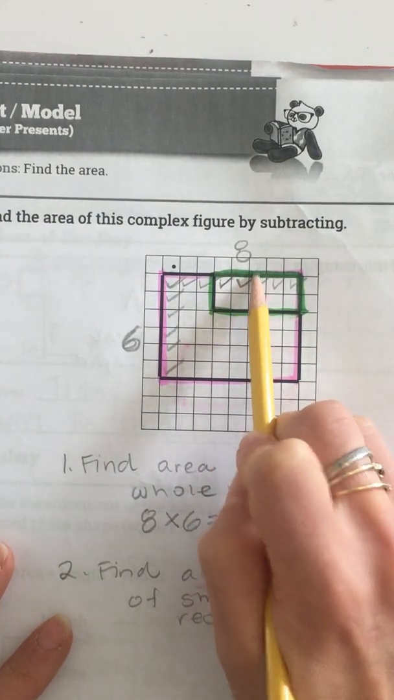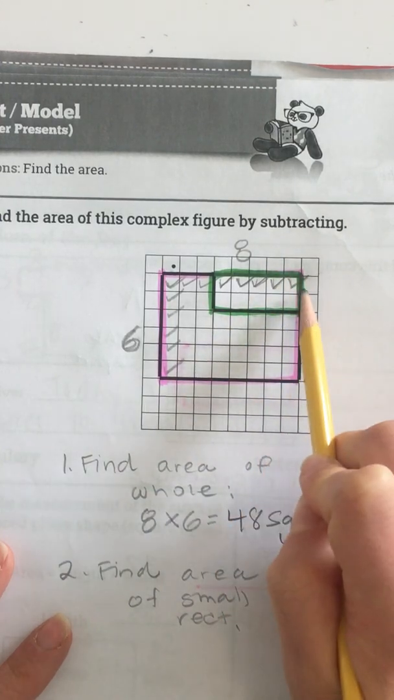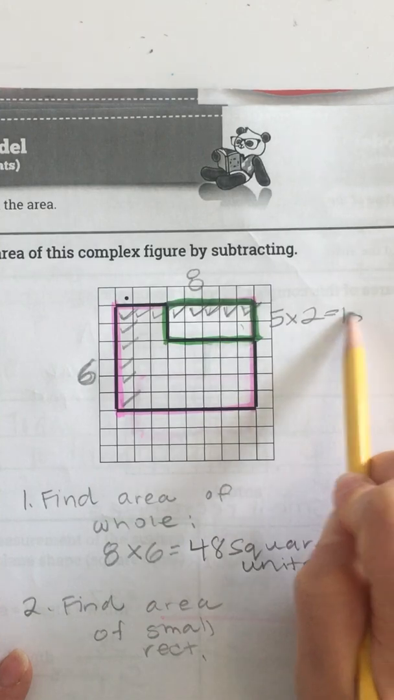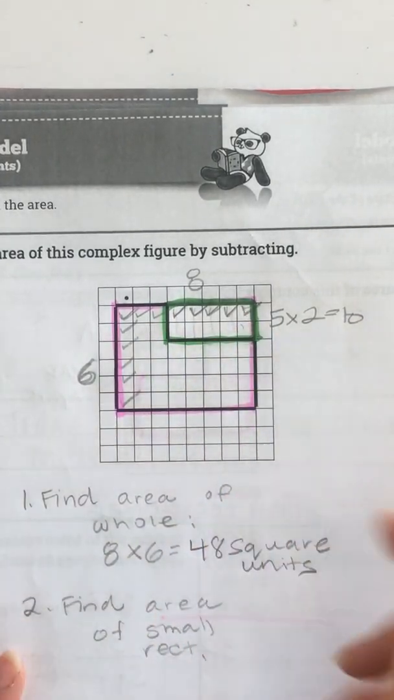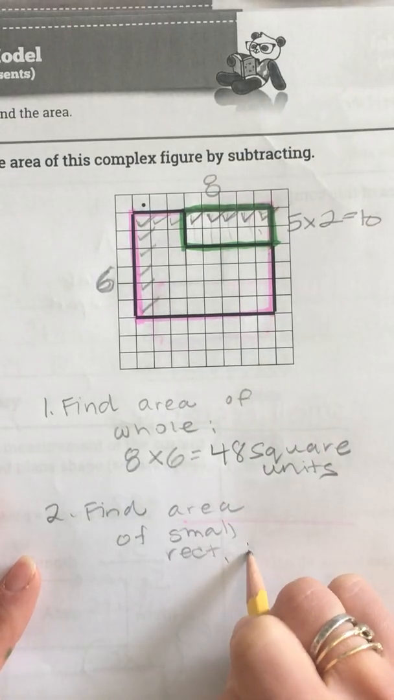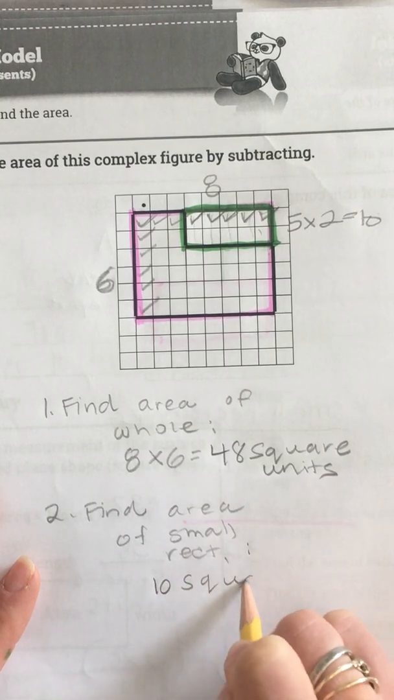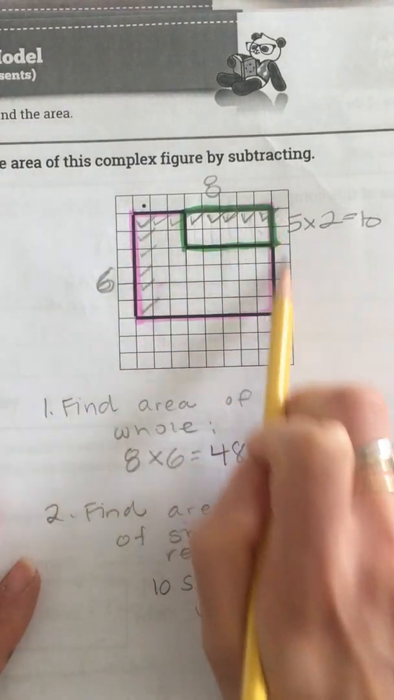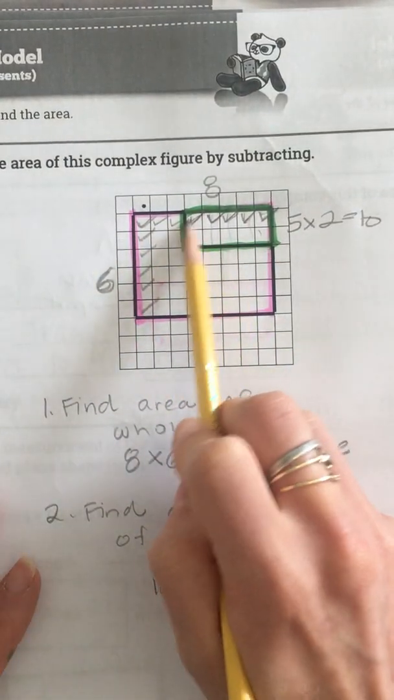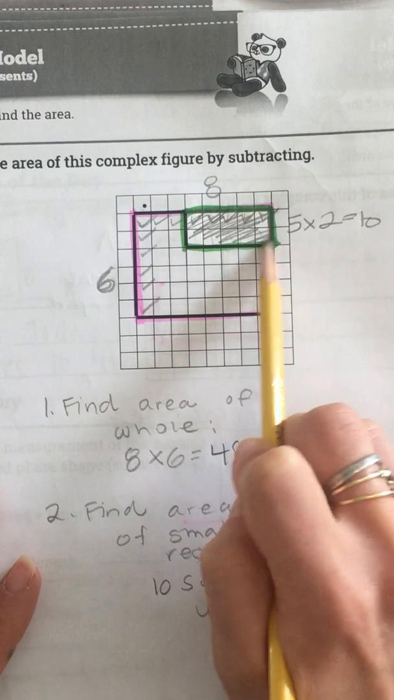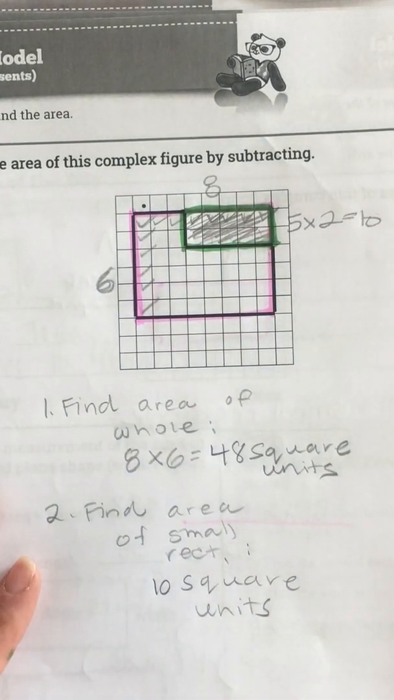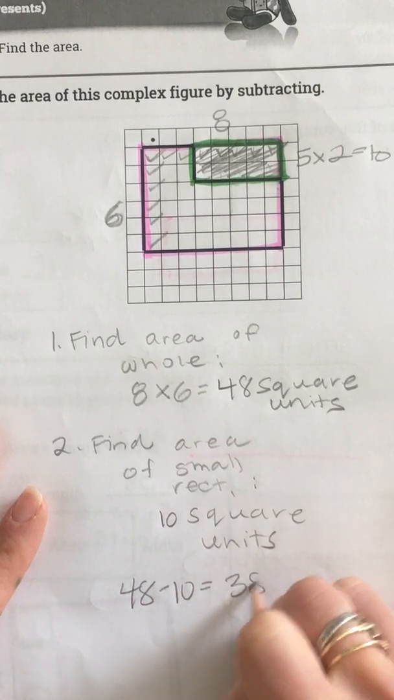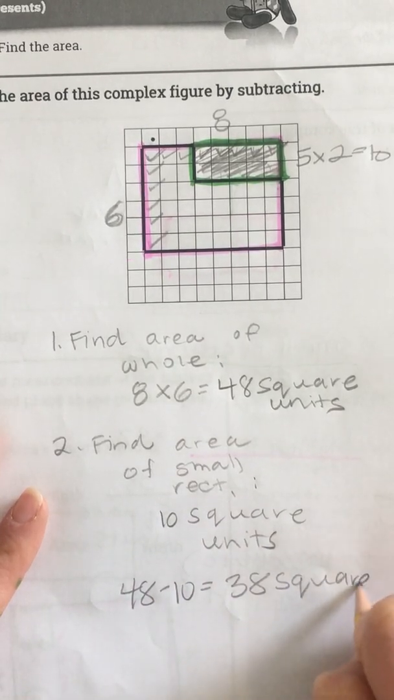So now we have 1, 2, 3, 4, 5. 5 by 2. 5 times 2 is equal to 10. 2, 4, 6, 8, 10. 10 square units. So if I know the entire thing is 48, and I know this part that isn't actually here is 10, we need to subtract that. So 48 minus 10 is equal to 38 square units.